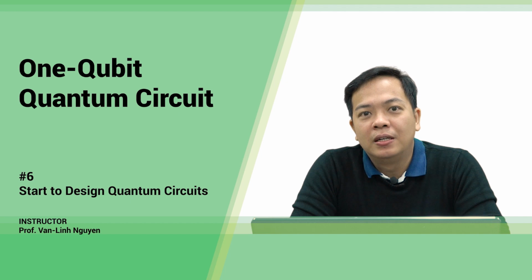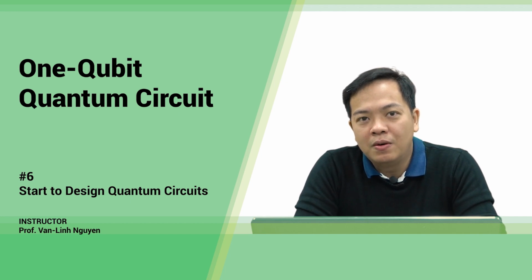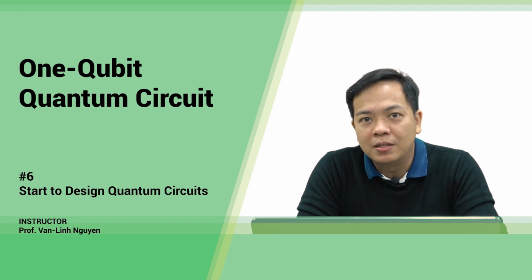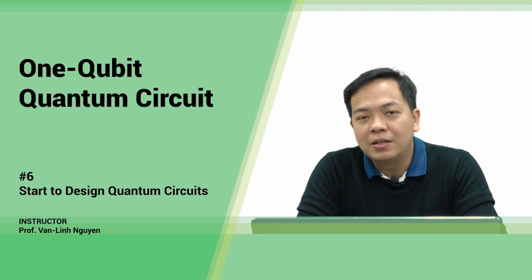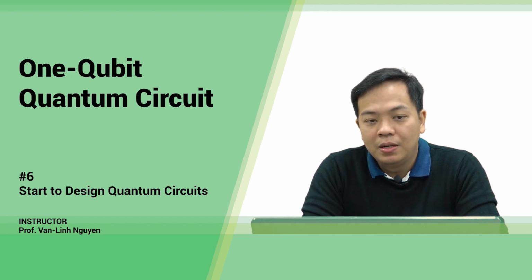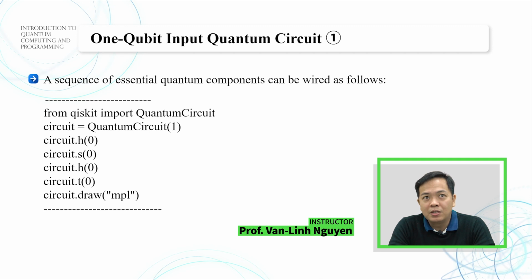So today, after you know how to calculate the matrix tensor products, we will go to the next part. Today we will try to simulate how the 1-qubit quantum circuit works and how to visualize the 1-qubit quantum circuit. This is one part of the introduction to quantum computing and programming course. Okay, this is one example of how you can create a 1-qubit input quantum circuit.